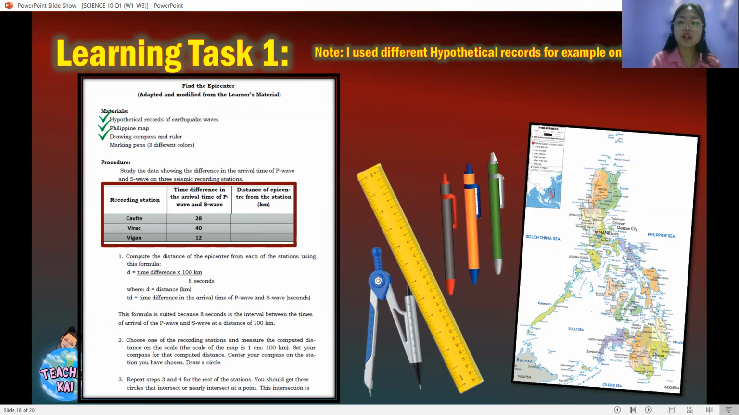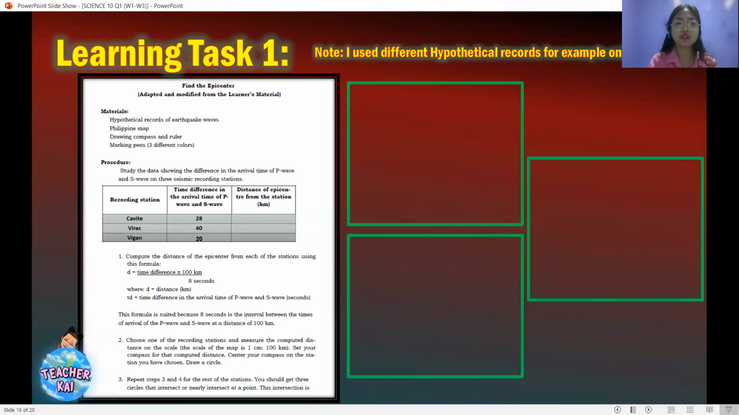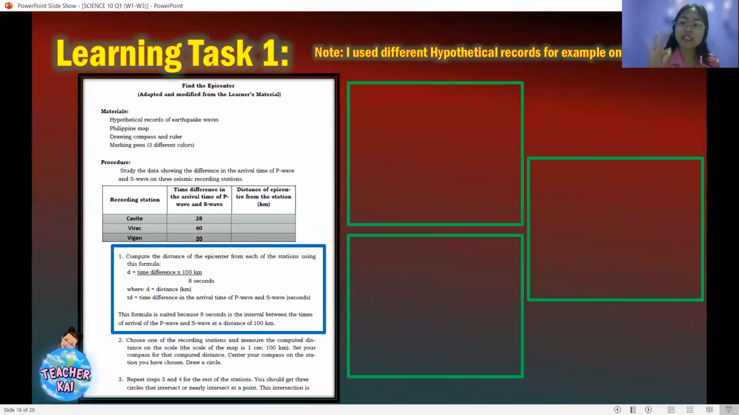Okay, so now that we are done with the materials needed, let us go with the procedure. The first procedure here, sabi, study the data showing the difference in the arrival time of P wave and S wave on 3 seismic recording stations. So we have 3 stations. I have here Cavite, Virac, and Vigan. Pero sa module ninyo, syempre iba yan. Okay, so example lang to.